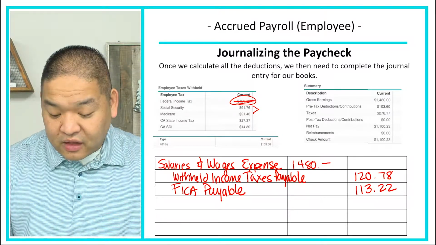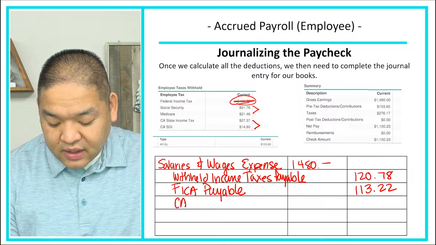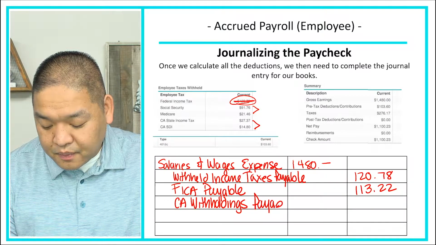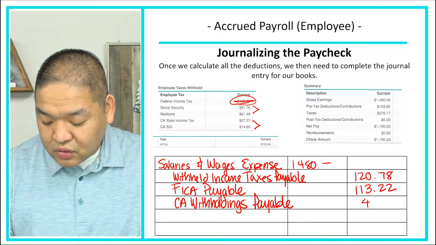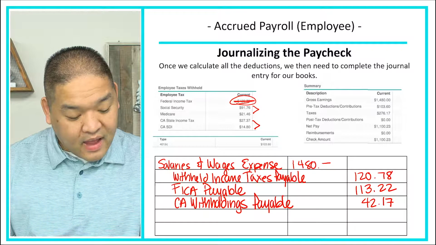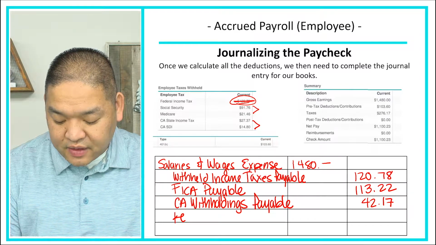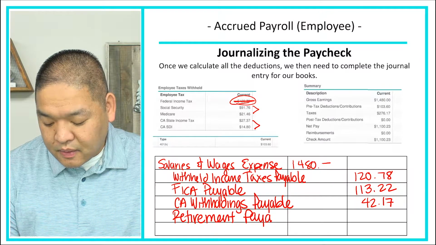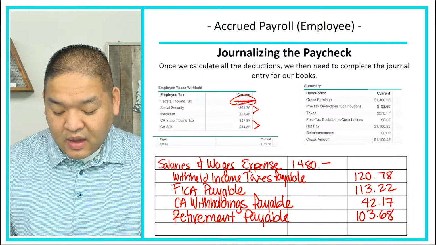All right, moving on to the next one here. It looks like we have California withholding, so I'm going to combine those there. So credit California withholdings payable in the amount of, looks like, $42.17. And then we're going to credit one more thing, which is the retirement. So retirement payable. So credit retirement payable of $103.68. And then what's left?